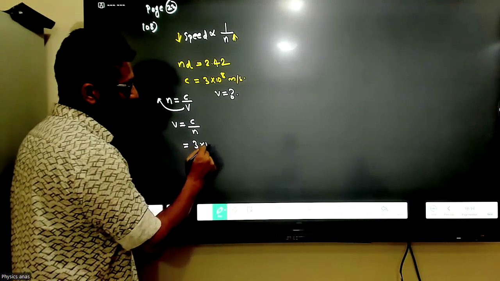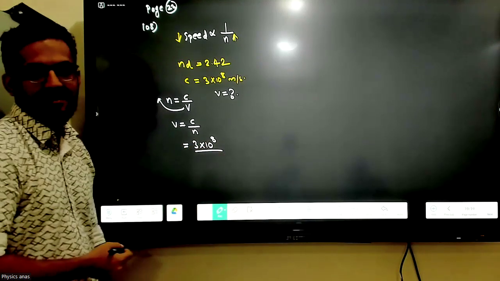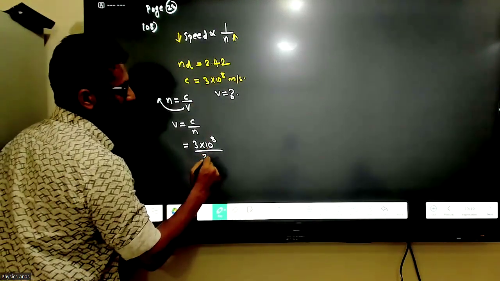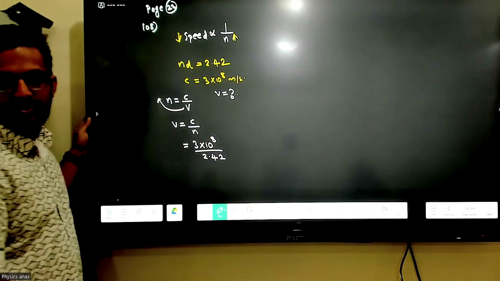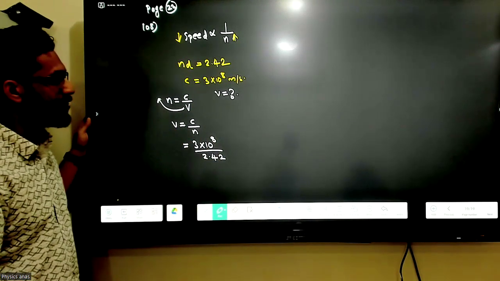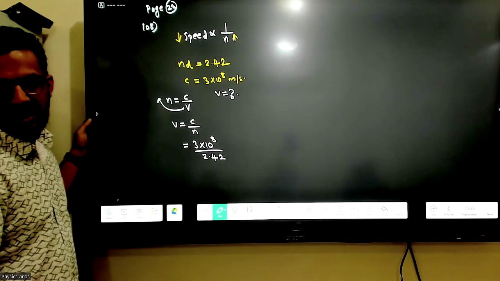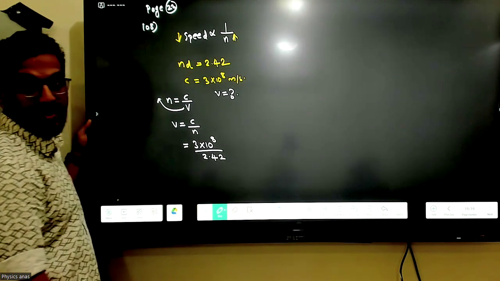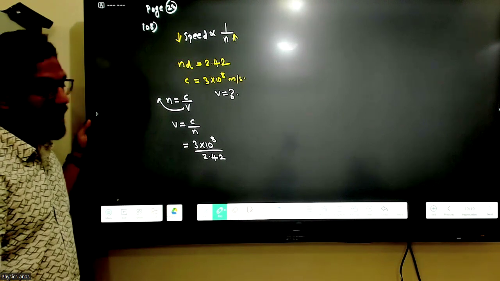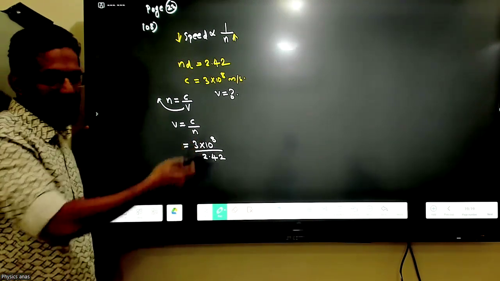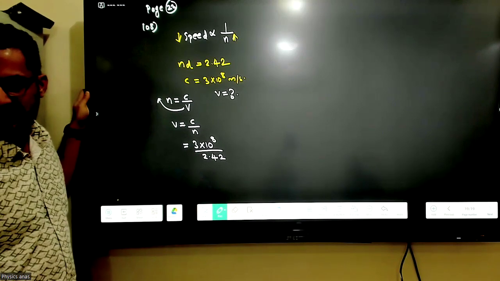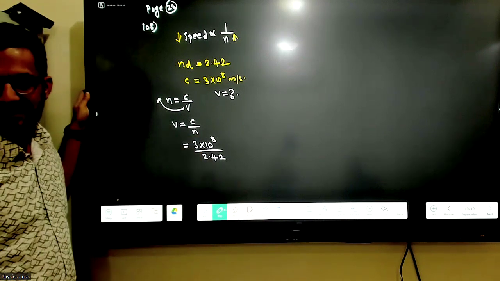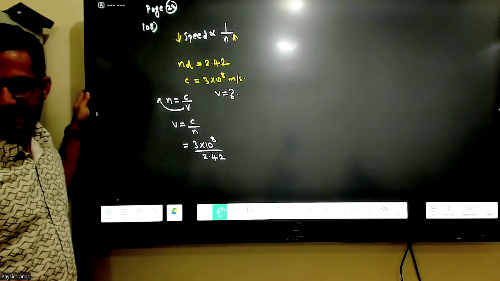So what is C? C is 3 into 10 raised to 8, divided by N. N is 2.42. How can you do this calculation? 3 divided by 2.42 into 10 raised to 8. Do you know how to use this 10 raised to 8 and give the zeros to 3? Do you know what this 10 raised to 8 is? 8 zeros.